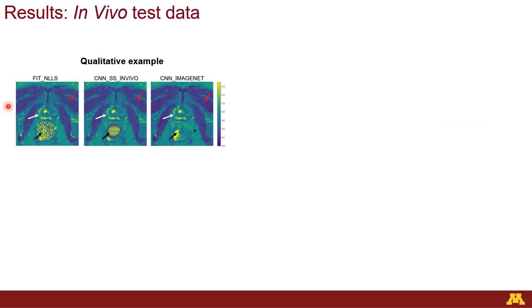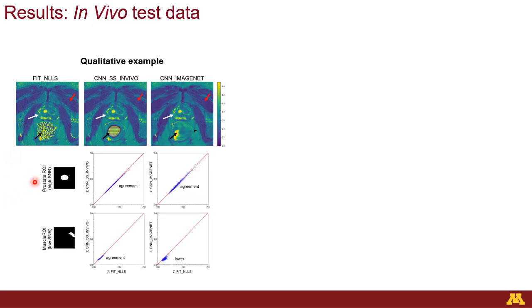Here's an example from the in vivo test set. Qualitatively, all three methods produce reasonable T2 maps, except for some artifacts in the rectum area, which is essentially the background region. If you compare the actual values in the prostate, the high signal to noise area, all the methods agree quite well. But in the low SNR regions, like the muscle as shown here, you can see that this CNN SS in vivo agrees with fit NLS, but CNN ImageNet gives lower values than the other two methods. This is consistent with the overestimation of T2 we saw in the synthetic data set.